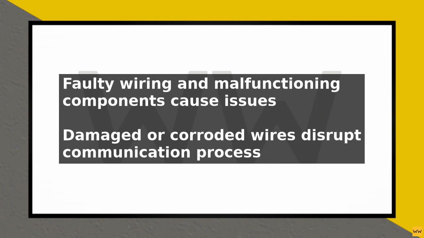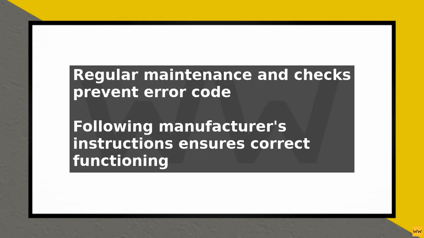In some cases, the E35 error code can be resolved by simply resetting the washer. This can be done by unplugging the washer from the power outlet and plugging it back in after a few minutes. If the error code persists, it may be necessary to consult a professional appliance repair technician to diagnose and fix the problem.